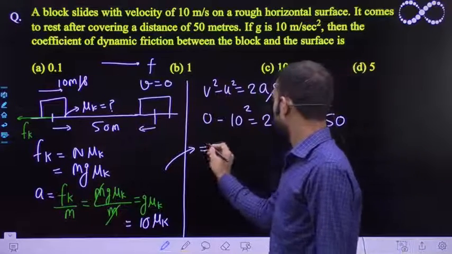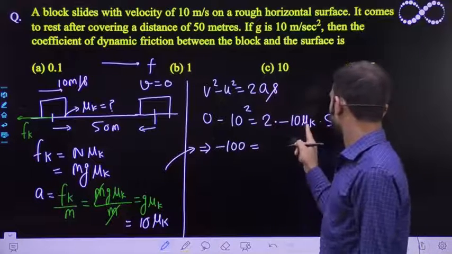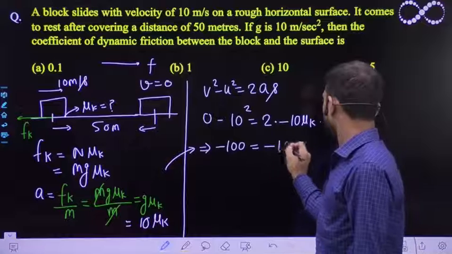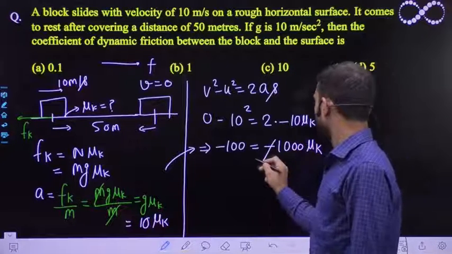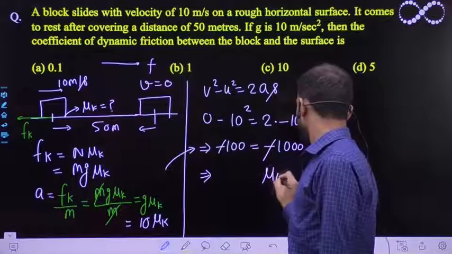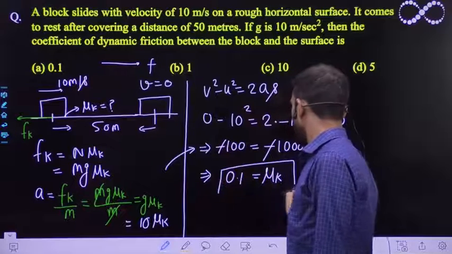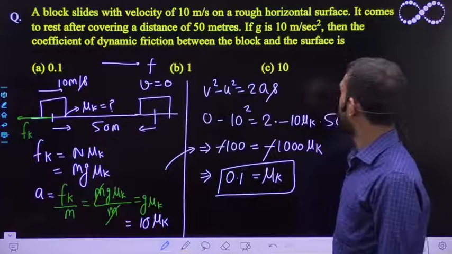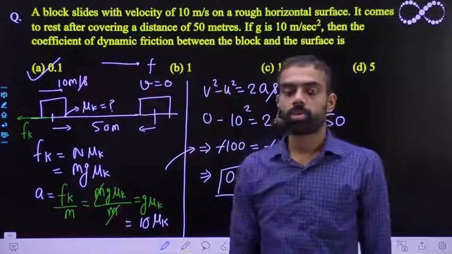So the left hand side becomes minus 100, which is equal to minus 1000 mu k. This gets cancelled out, and from here mu k is equal to 1 upon 10, that is 0.1. So mu k is 0.1. See which option is coming? Option 1. Okay students, I hope you understood this question.